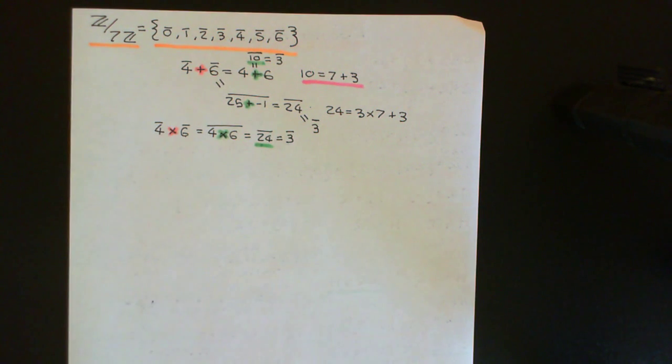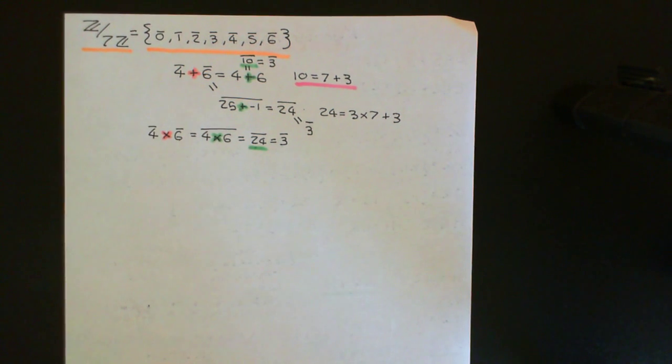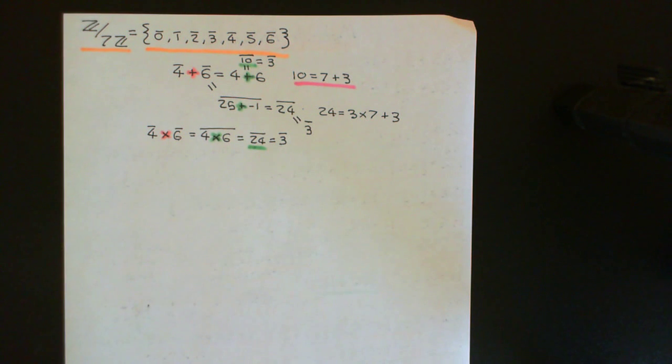Hopefully you can see that the arithmetic on these new number systems is very different from arithmetic in the original integers. 4 bar times 6 bar is equal to 3 bar. It is very, very different, and it takes some getting used to.